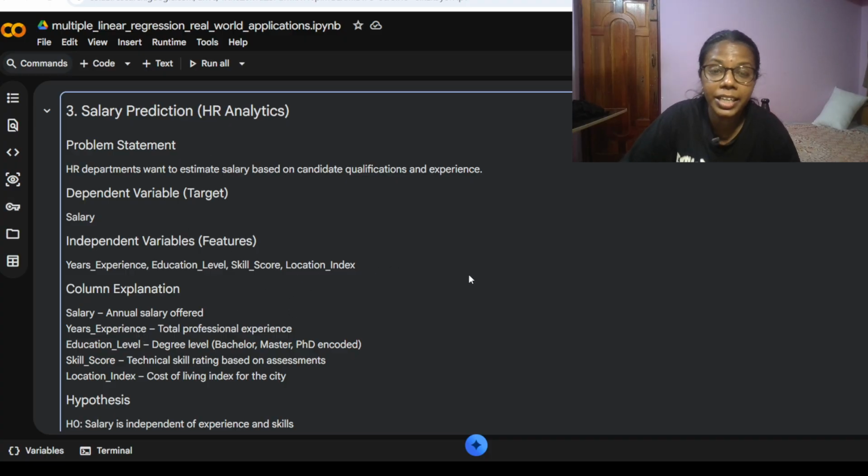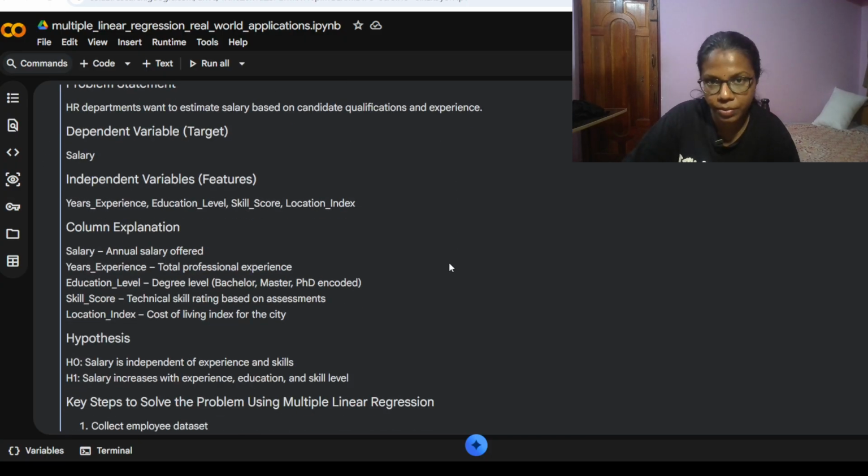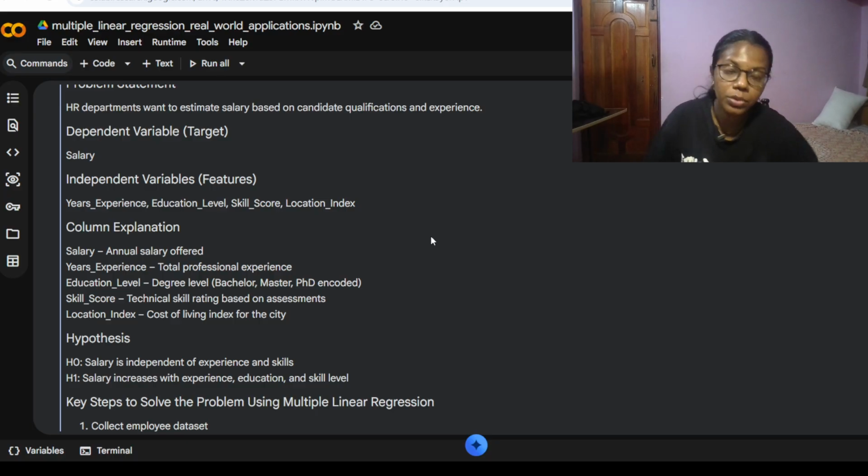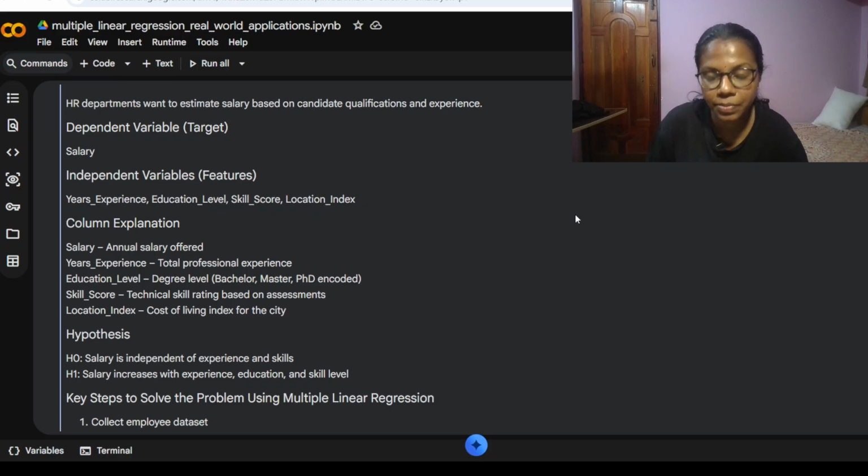So multiple linear regression is so powerful because these are all the case studies. These are all some case studies where it is already being applied, but not everyone knows this. In future, if you are getting into this kind of job roles, you can definitely use them.